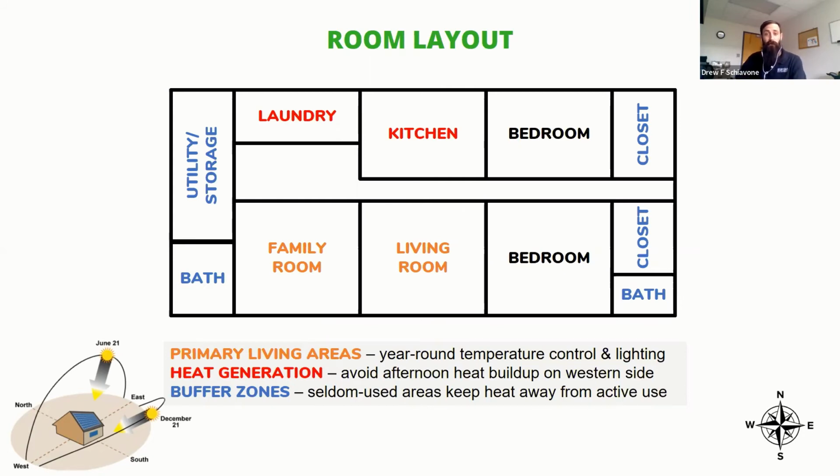And then buffer zones on the east and west side. You'll have buffering from bathrooms and closets and things like that, staircases or whatever it may be. And that'll help manage that afternoon temperature in the west and the morning temperature on the east side of the house.